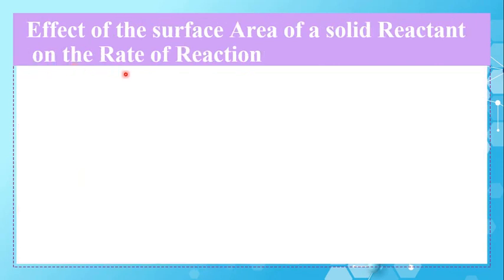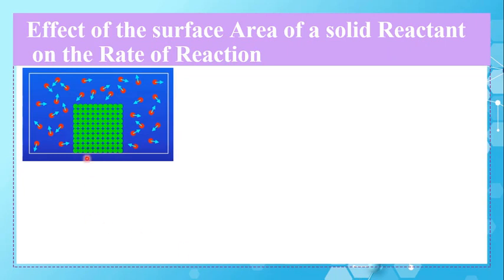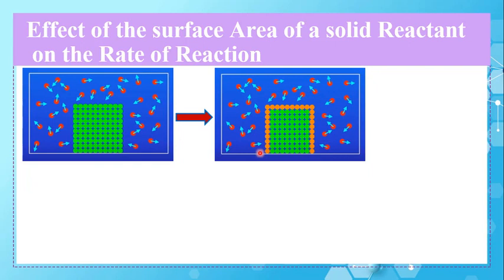Another factor affects the rate of reaction. It is the surface area of a solid reactant. We have here green particles of a solid reactant. These particles are reacting with other particles in solution. The particles in solution, the red ones, can only react with particles on the surface of the solid.